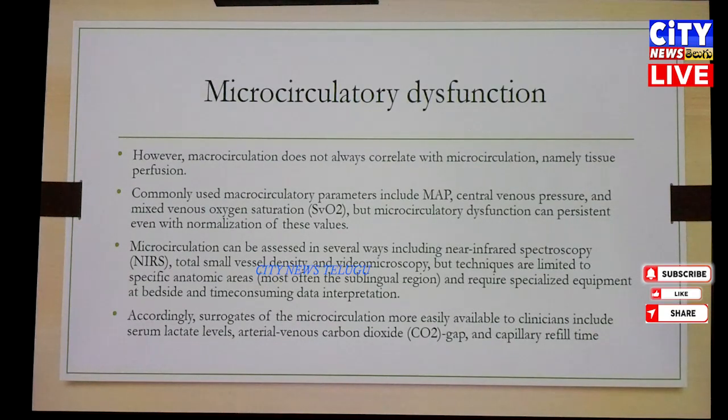Hypotension is not equivalent to microcirculatory dysfunction. Both are different entities. To know the microcirculatory dysfunction, there are some surrogates of microcirculatory abnormality: serum lactate levels, arteriovenous carbon dioxide gap, and capillary filling time. These we have to check, and there are some that are going on in studies, but their role is limited practically.